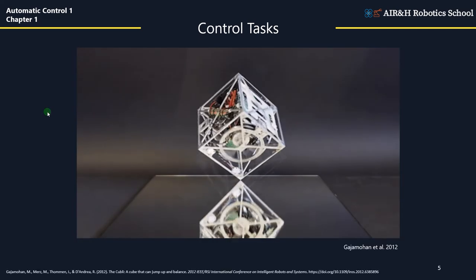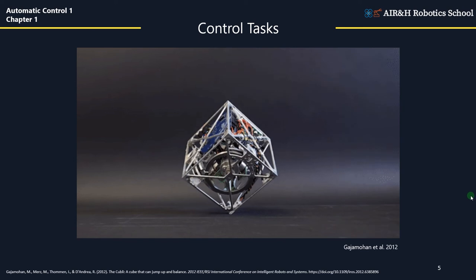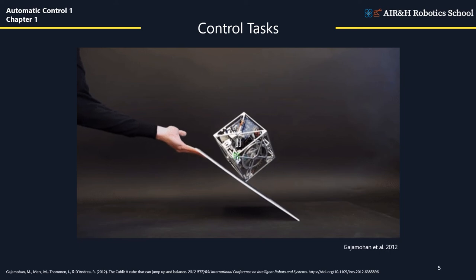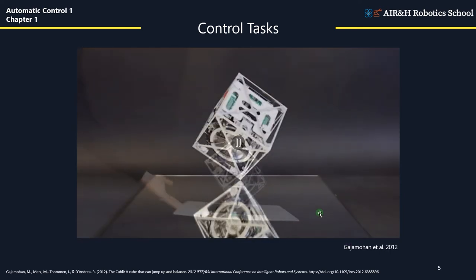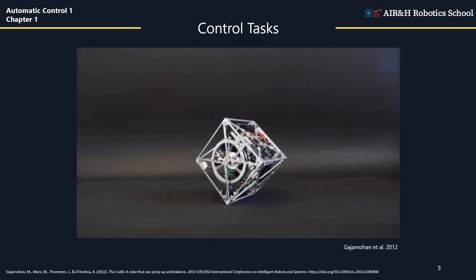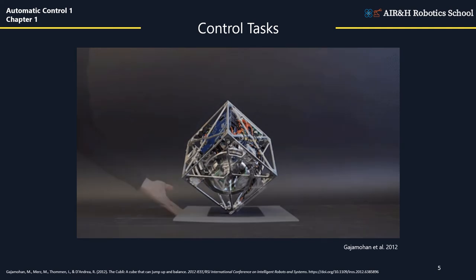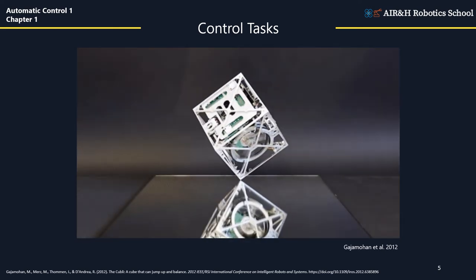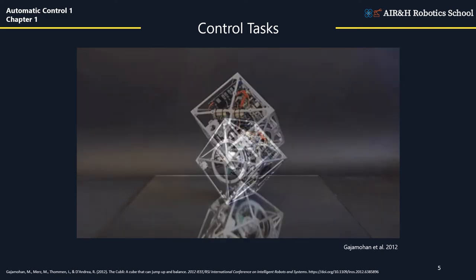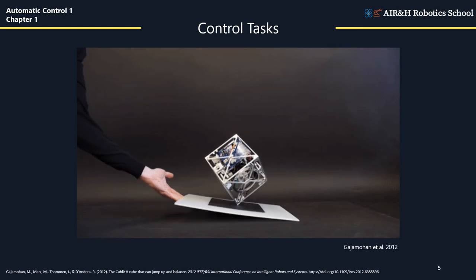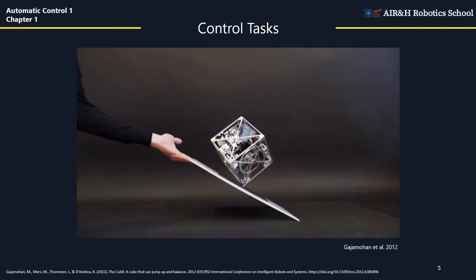One example of balancing is this. This is a somewhat old research from AIR&H. The researchers made this cube with reaction wheels, and as you can see, this cube can balance in a very impressive manner. Actually, this kind of reaction wheel is a basic mechanism for satellite attitude control. By the way, when I say attitude control, it's not altitude control. Satellite attitude control means controlling the angular position of the satellite. The word attitude is often used in aerospace when they control aircraft and satellites and so on. That was a side note.